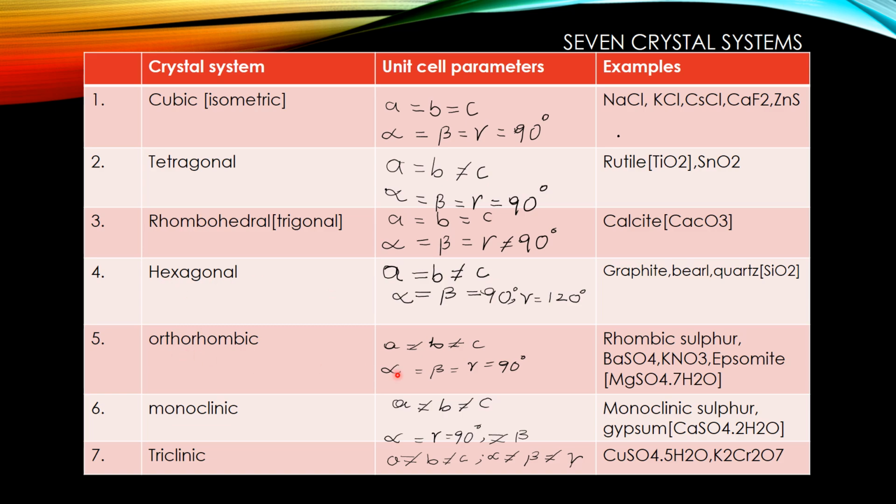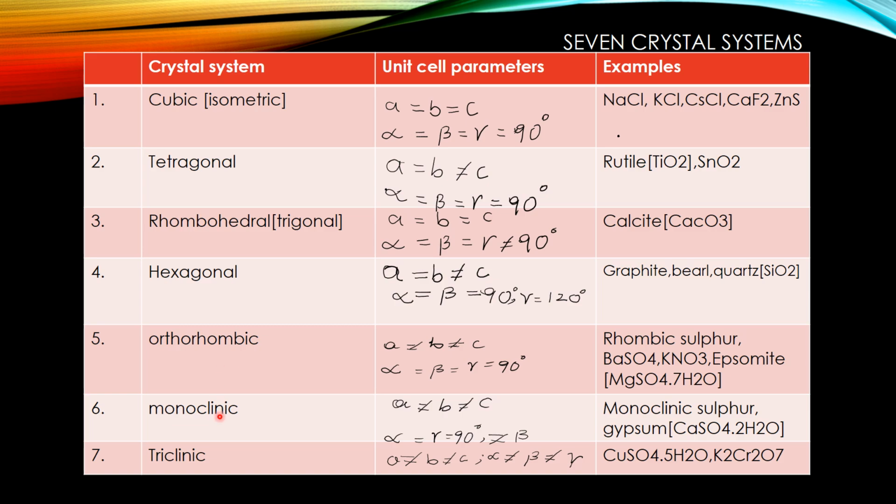Orthorhombic, a not equal to b not equal to c, alpha = beta = gamma = 90 degrees. Rhombic sulfur, BaSO4 barium sulfate, KNO3 potassium nitrate, and epsomite or Epsom salt, MgSO4·7H2O. These are the examples for the orthorhombic crystal system.